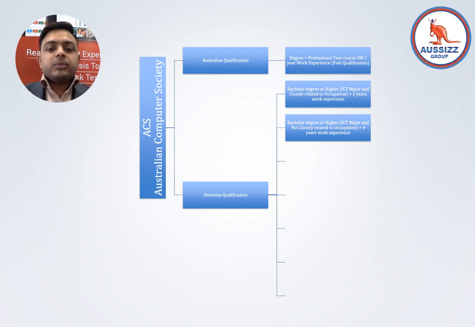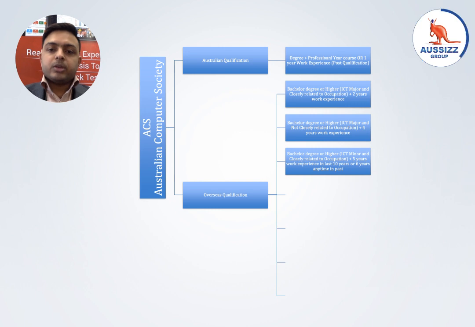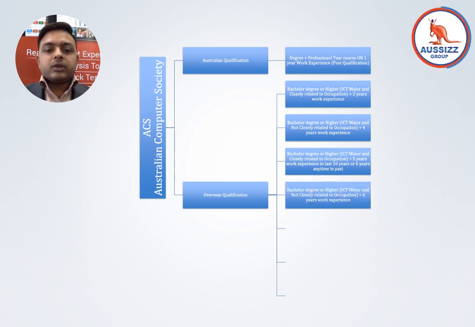Now, if the person has a bachelor's degree which is ICT minor but it's still related to the occupation that we have chosen, then the person needs 5 years work experience in the last 10 years or 6 years work experience anywhere in the past. Now, if the person has a bachelor's or higher, an ICT minor, and also not related to the nominated occupation, then the person needs at least 6 years work experience.